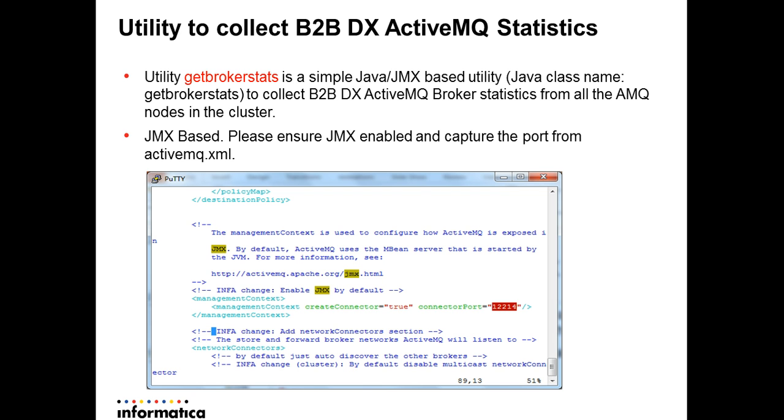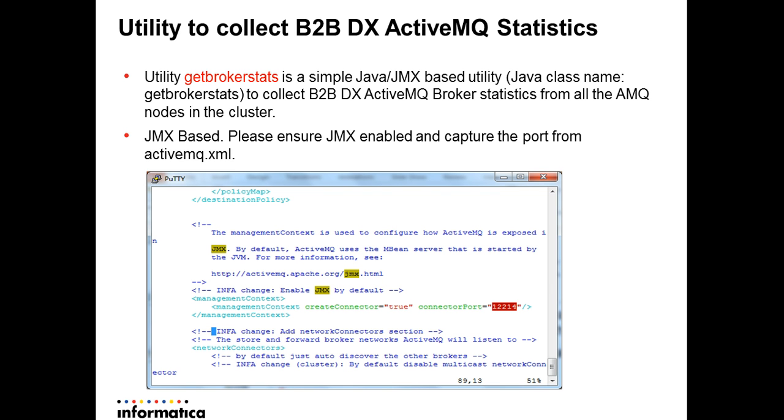The utility name is getBrokerStats. It's a simple Java JMX based utility. The Java class name is getBrokerStats.class. It will help you collect B2B DX ActiveMQ broker statistics from all the AMQ nodes in the cluster. You might have a 4 node cluster, 3 node cluster, whatever, but you should be able to collect all the statistics at one shot using this simple utility.